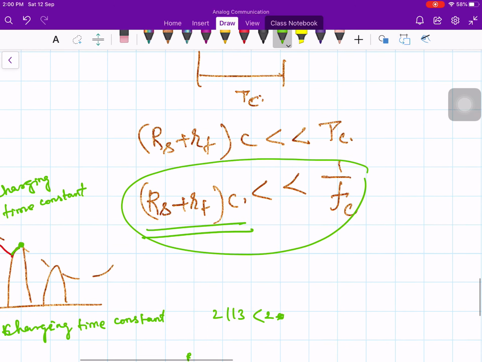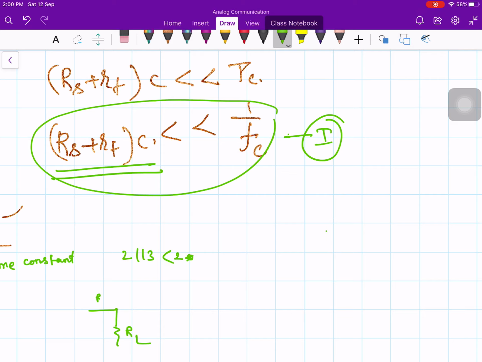Now the second thing is it has to discharge, right? So therefore we need one more condition. The second condition is regarding discharge. I cannot discharge too fast and I cannot discharge too slowly. So now what is the discharge path? The discharge path is through the load resistance, like this. This is my discharge path.